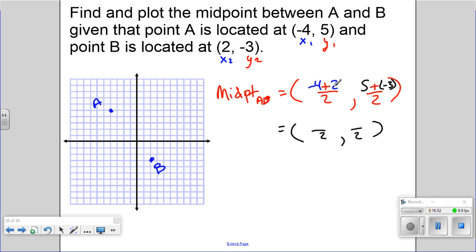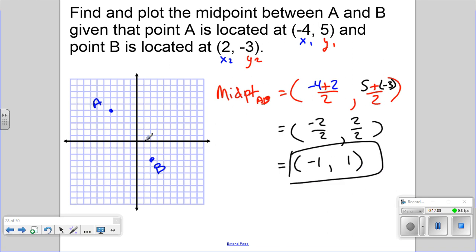So -4 plus 2 is -2. 5 plus -3 is +2. Then reduce your fraction to lowest terms, which would leave you with -1, comma 1 as your midpoint. So -1, 1 is right here. There's our midpoint. It asks us to plot.